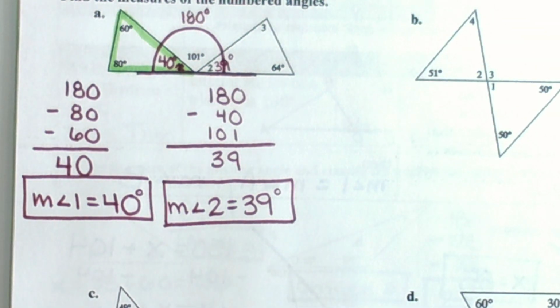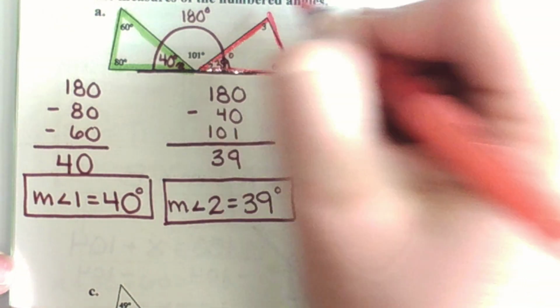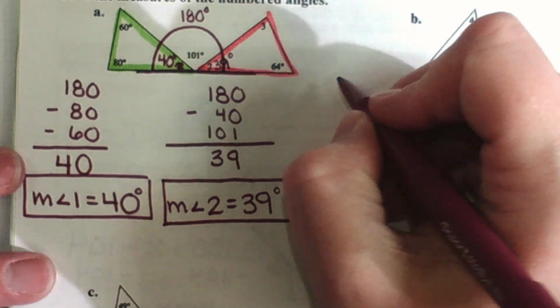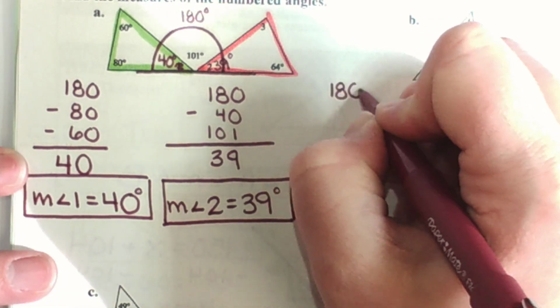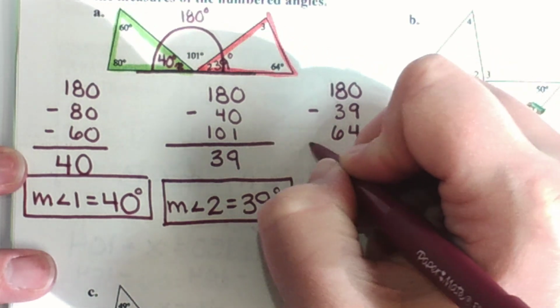Once I know that's a 39-degree angle, I notice that this triangle, now I know 2 of its 3 angles. And the 3 angles of a triangle still add up to 180. So I can take the 180 minus the 2 angles I know again, which are 39 and 64.